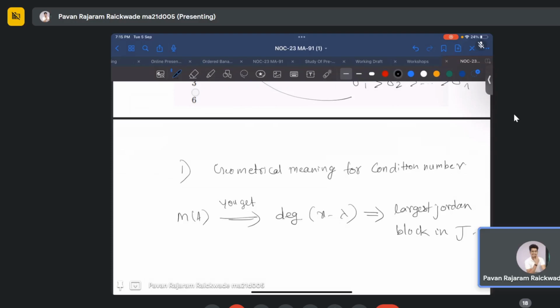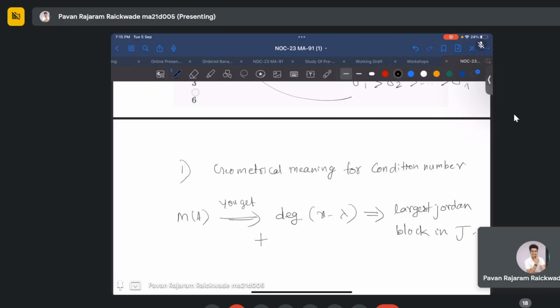So it depends on the size of your matrix, right? Sometimes you get lucky, because if the matrix is 3 cross 3 and you get minimal polynomial x minus 2 cube, as you got before, then you know that the maximum Jordan block is of size 3, and the total number of Jordan blocks can only be 1, because the matrix size itself is 3 cross 3. Then you can completely determine J. But in other cases, you can't say really.